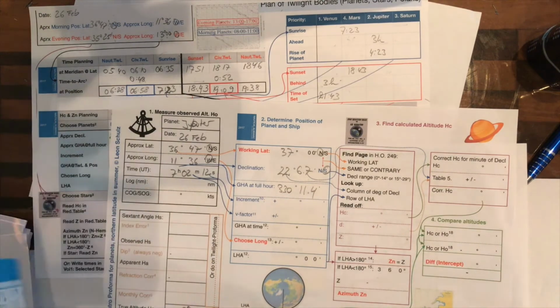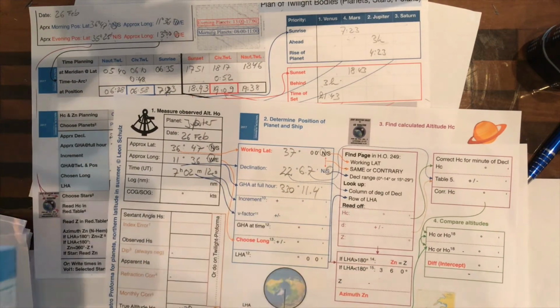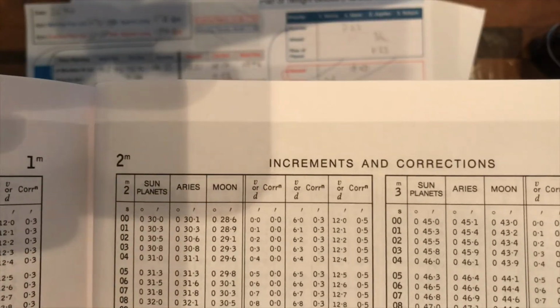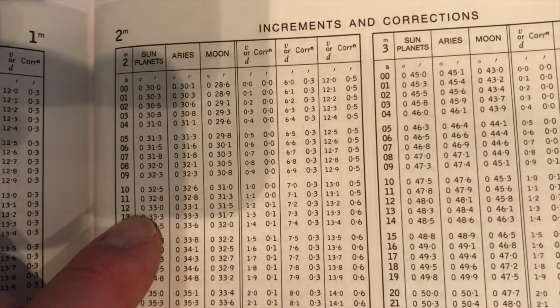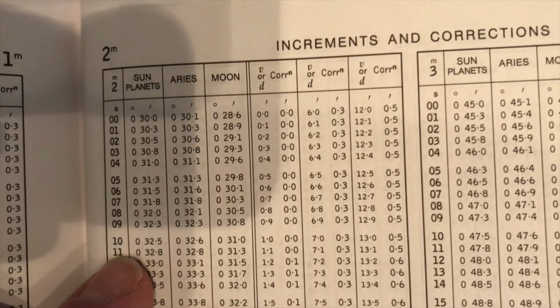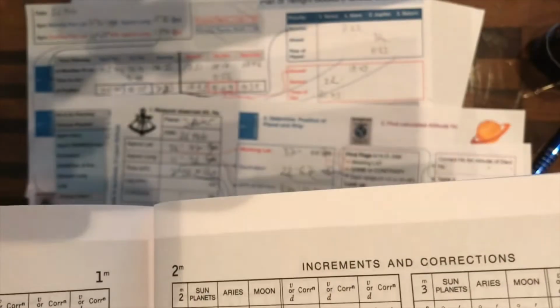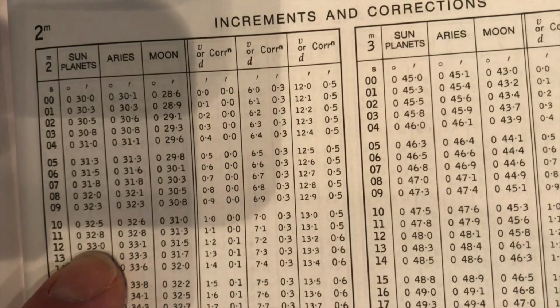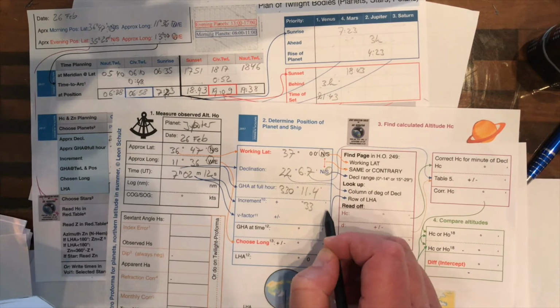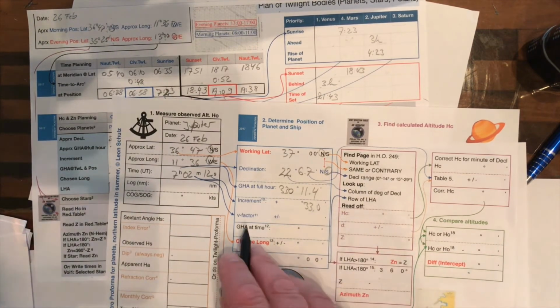Now the increment for 2 minutes and 12 seconds. The increments for 2 minutes here. 2 minutes and 12 seconds is down there. So the increment for sun and planets for 2 minutes and 12 seconds is 33 minutes. So I'll write this down here. 33 minutes. 0.0. And now we have the V factor.